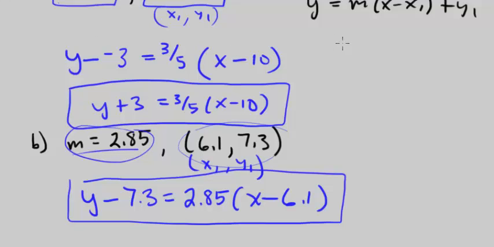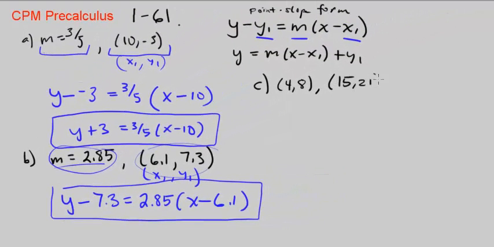Okay, part C. Part C says the line passes through the points (4, 8) and (15, 21). Now, can we just immediately jump in and get the point-slope form of this line? No, but yes. We have 2 points now. This is our (x1, y1) and this would be our (x2, y2), right? Like I said in the past, you can choose either to be point 1 and the other point 2. It doesn't matter, but if you say this is 1, then this is 2, and you stick with that. You could have done it in reverse, and you get the same answer.